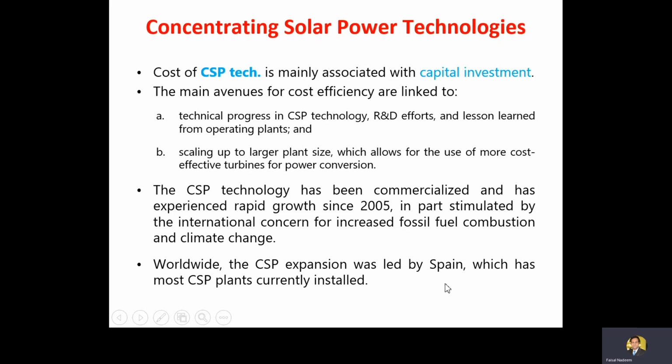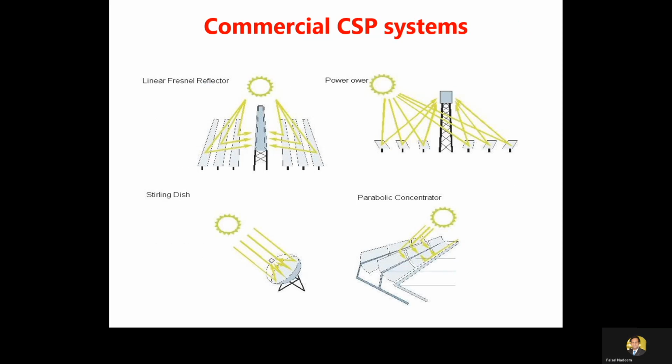Worldwide, the CSP expansion was led by Spain, which has most concentrated solar power plants currently installed. So the world leader is Spain, which has installed most of the concentrated solar power plants, and the success story lives with Spain. And Spain has a lot of experience with concentrated solar power technology.